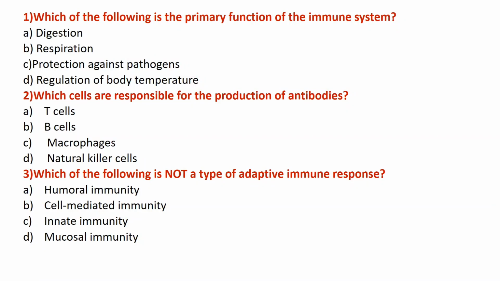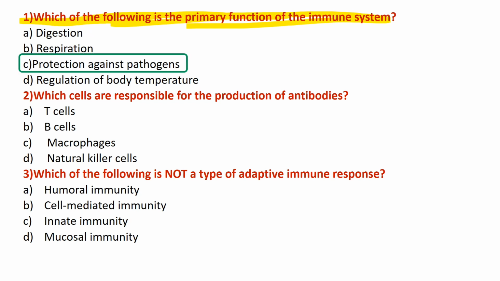In this video, we will discuss most important 100 MCQs of immunology. First question is, which of the following is the primary function of the immune system? And the right answer is option C, protection against pathogen.